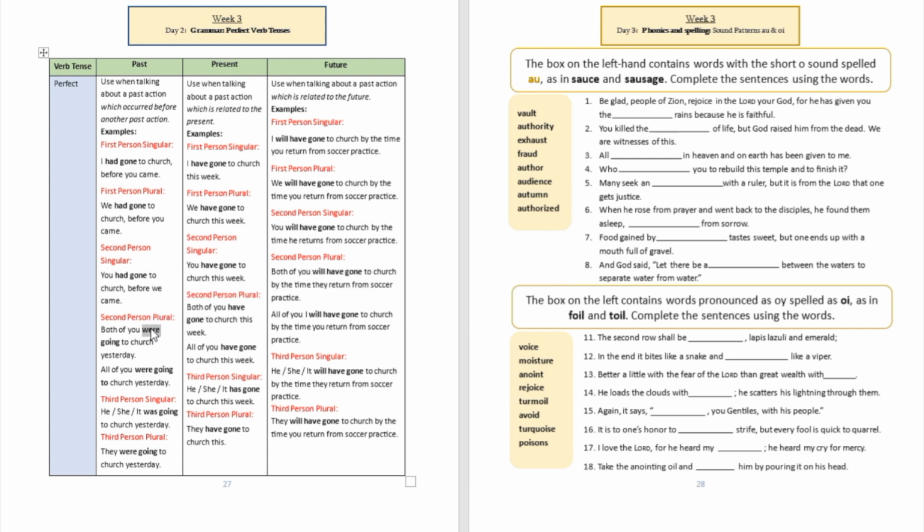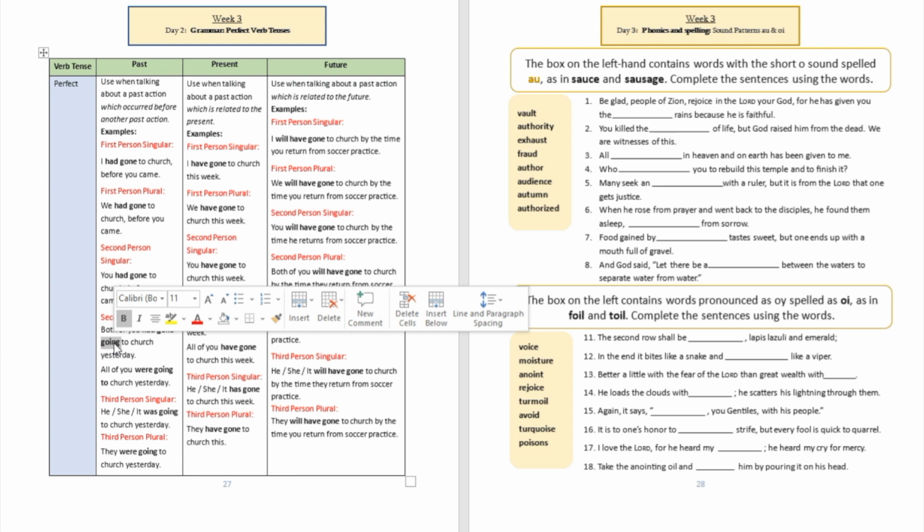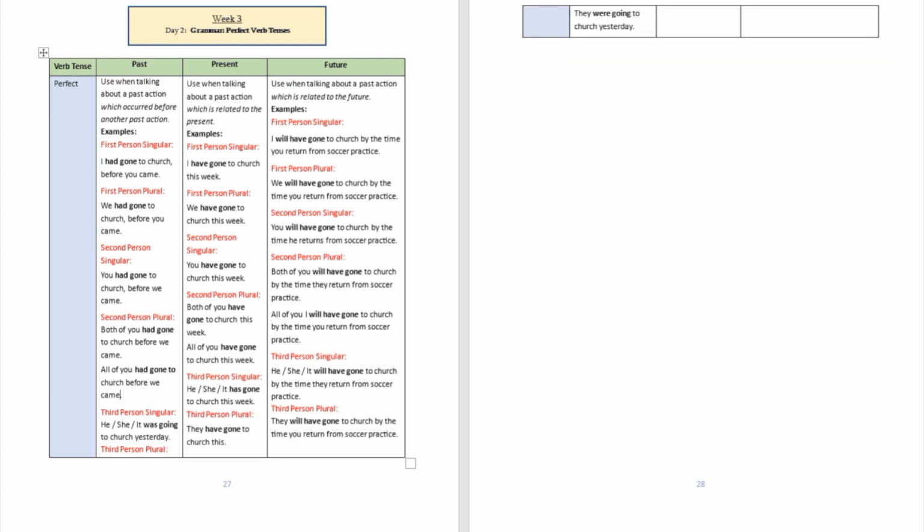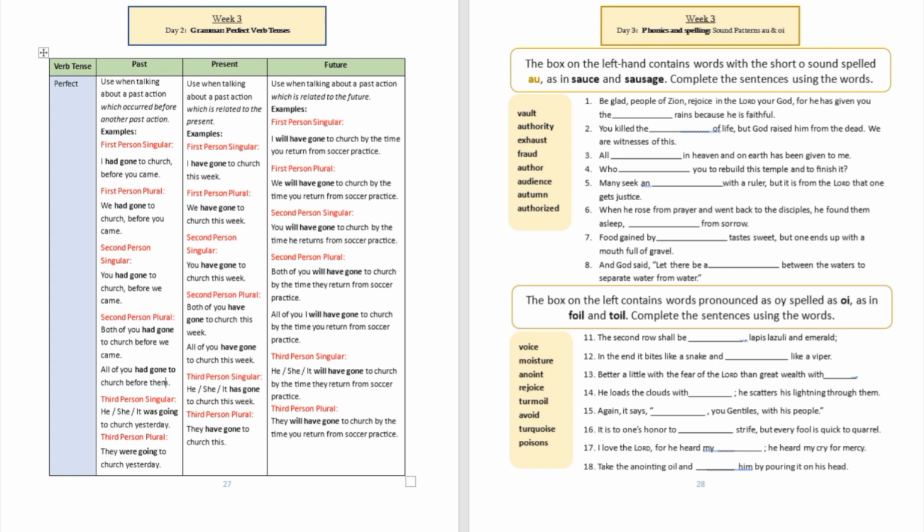Both of you had gone to church before we came. All right. Another example is, all of you had gone to church before we came. Or before then.